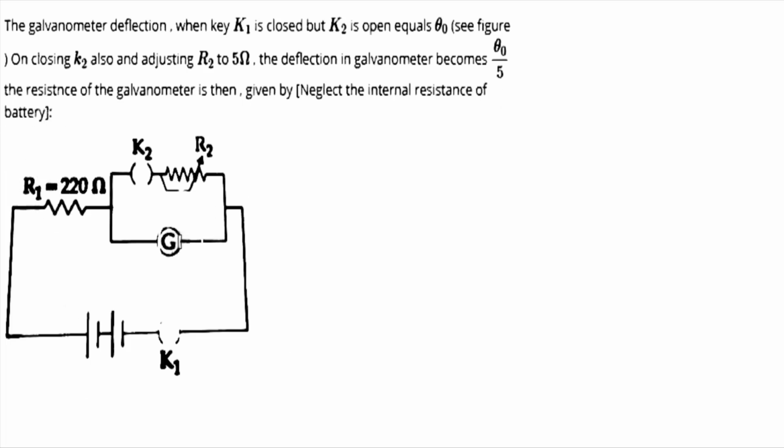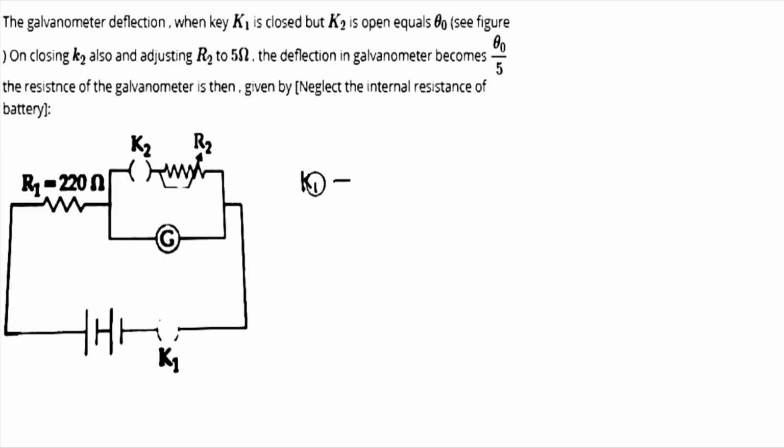So here we have to find the value of resistance of galvanometer G. So we can divide the whole question into two parts. So first is when K1 is closed. Let's write it clearly. And K2 is open.